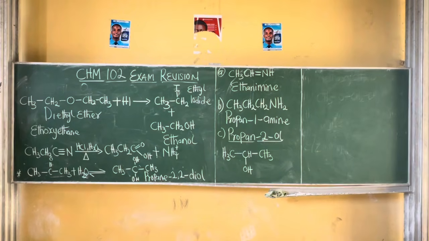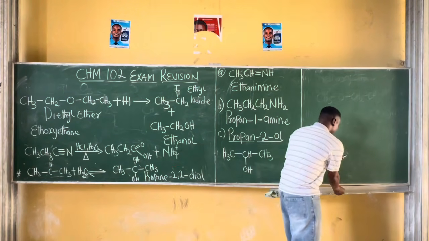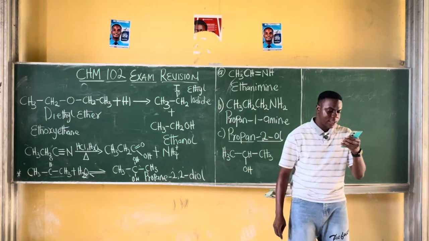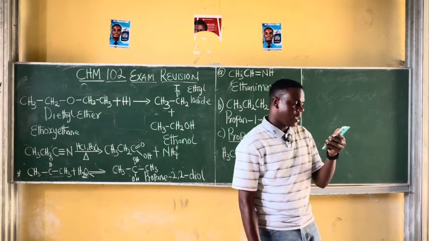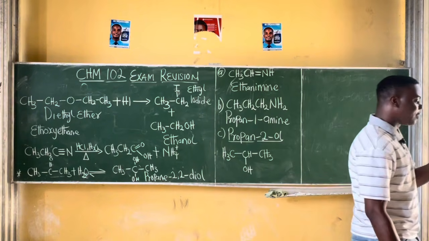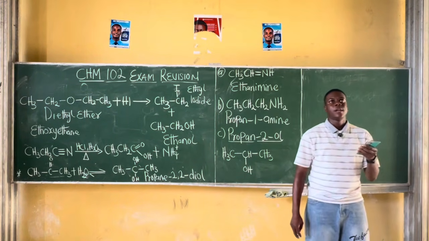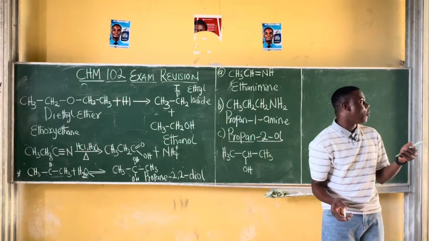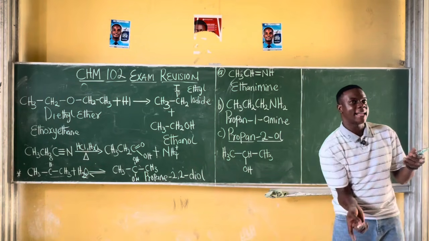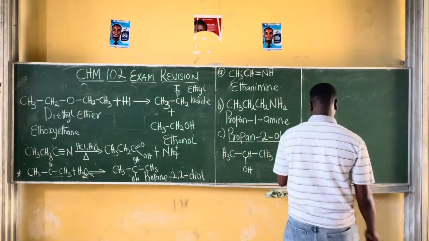Geminal diol. Okay, number 4B says they gave us some compounds and we should use cis or trans, E or Z, and give the IUPAC names of the compounds, right? Either we use E-Z or we use cis-trans to give the IUPAC names. So let's start from the first one.